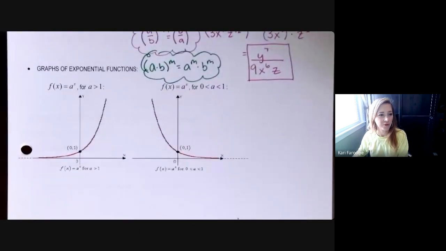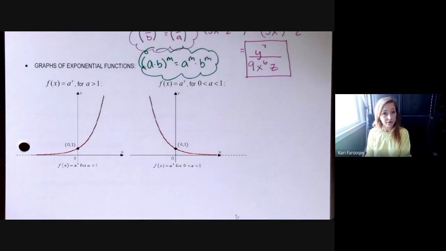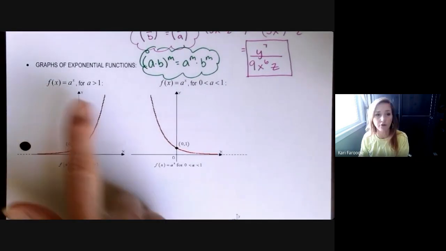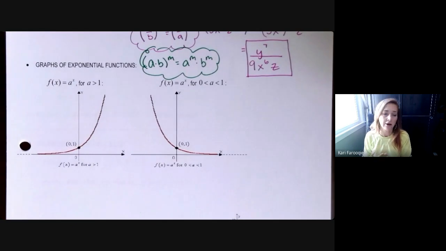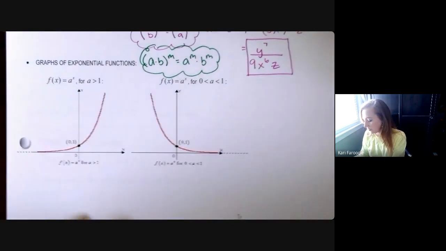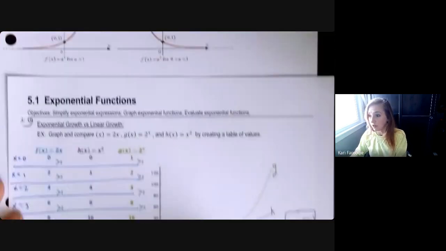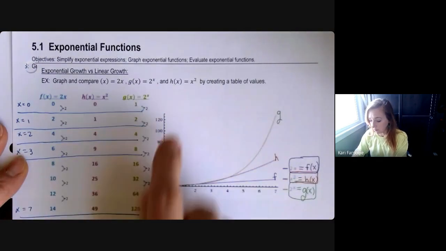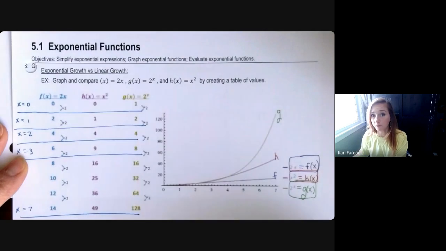Graphs of exponential functions. Okay, so this is what the graph of an exponential function will look like if we're talking about f of x equals a to the x. Now, a is just going to be some real number. In the first example that we talked about in the class, it was 2 to the x. So we had a equals 2. And remember that graph on the first page? Remind you of what it looks like. We had this graph heading upwards like that. That's because in that case we had 2 to the x.